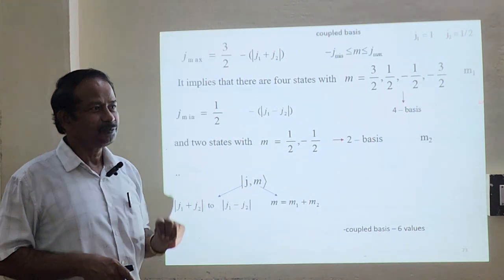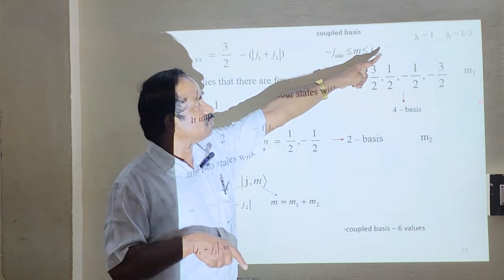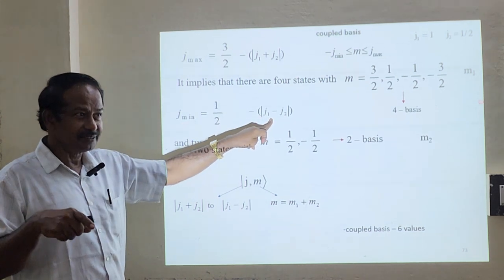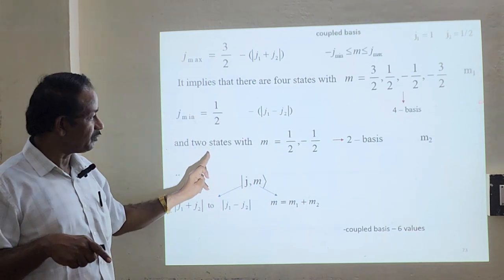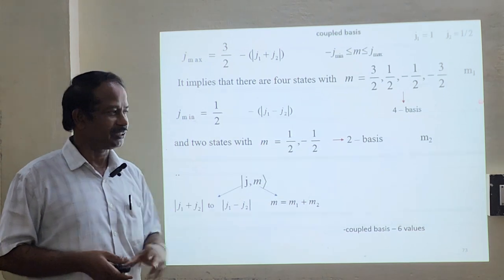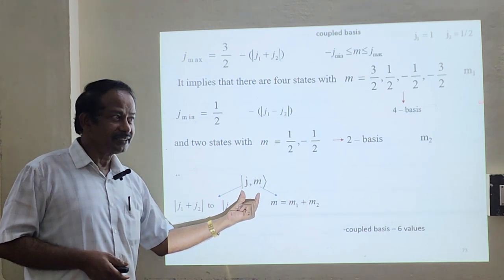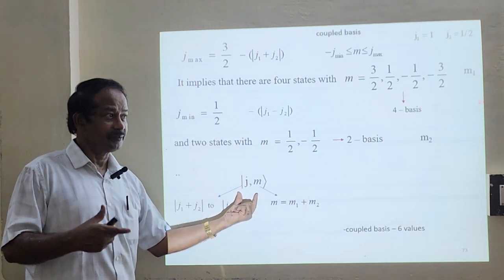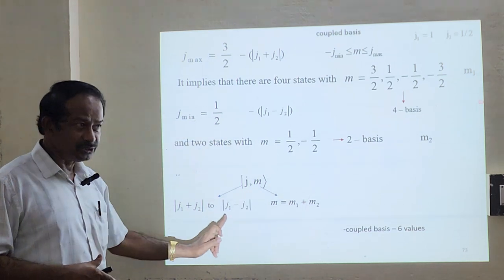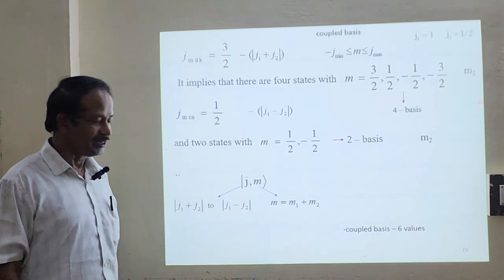How many bases are there? 4 bases. Now for J minimum, J1 equal to 1, J2 equal to 1 by 2, so you have 1 minus 1 by 2, J1 minus J2. How many bases? How many M will be there? M will be minus J through plus J, so 1 by 2, minus 1 by 2. So 2 bases. Okay. As I said earlier, this basis state refers to the coupled one, J, M. Your J goes from J max to J minimum, and M will be your another selection rule, which is nothing but M equals M1 plus M2.